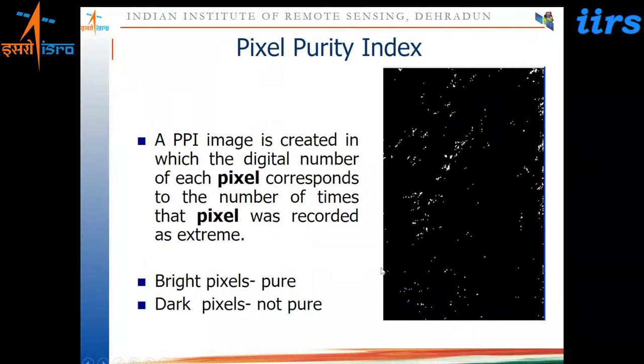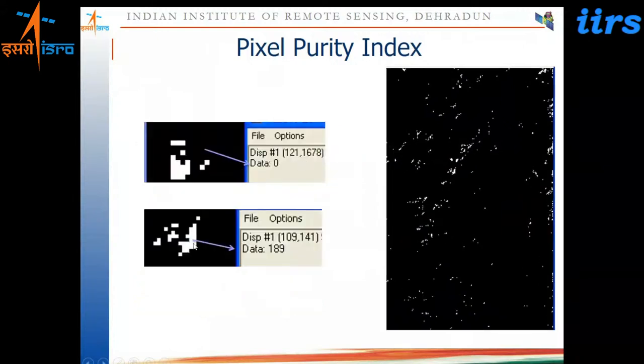You can see in the example, for all the black pixels the data value is 0, and for the bright pixel the data value is 189. The value of a bright pixel may vary from 1 up to the number of iterations you have given. If you have given 10,000 iterations, some pixels may appear as the pure pixel 10,000 times. All the pixels which are appearing white are basically pure pixels. They may appear 10, 20, 100, 1000 or 10,000 times, but they will all appear white. And all the pixels which have not appeared even a single time will be black, and the data value will be 0.